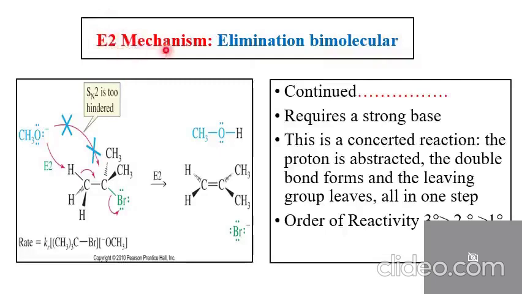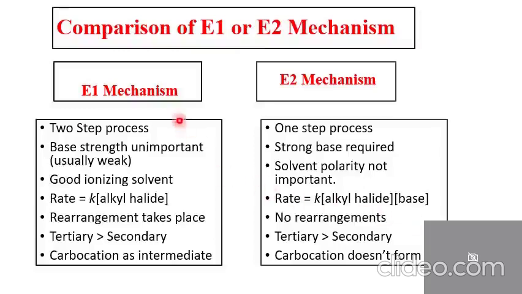There is no carbocation formation at all. Directly the nucleophile, means the base, acts on the beta hydrogen, and a double bond will form between 2 carbons, and simultaneously C-Br will leave. The order of reactivity in the E2 mechanism is that a tertiary substrate reacts faster than secondary and then primary. As previously I told you, with tertiary, a more substituted alkene will form, that will be more stable. Now we can compare the E1 and E2 mechanisms. As you know, the E1 mechanism is a 2-step process, while the E2 mechanism is only a 1-step process.